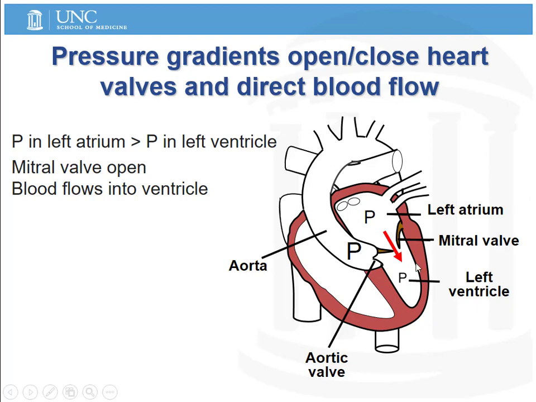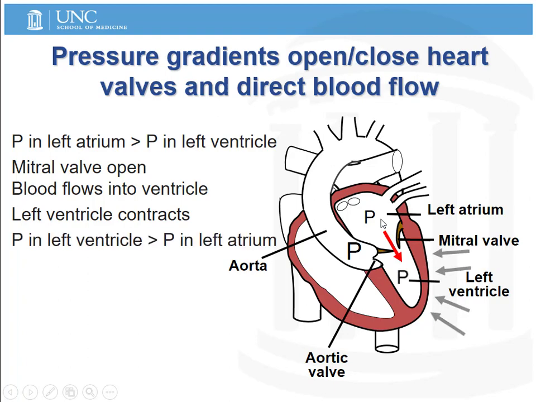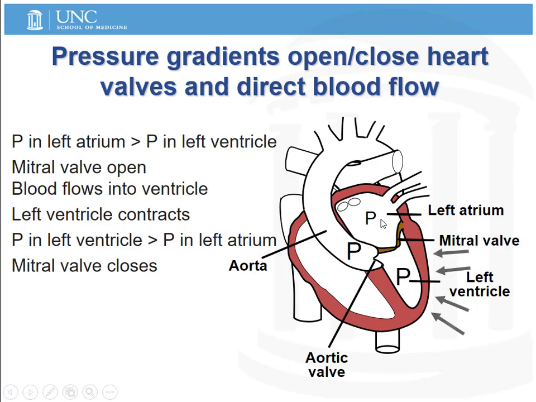Once the depolarization signal reaches the ventricles, the left ventricle starts to contract. As soon as the pressure is greater in the left ventricle than it is in the left atrium, the mitral valve will shut. During this period, the pressure in the left ventricle will continue to rise as long as the heart is contracting. During this time, the pressure in the aorta is greater than the pressure in the left ventricle, so the aortic valve remains shut.